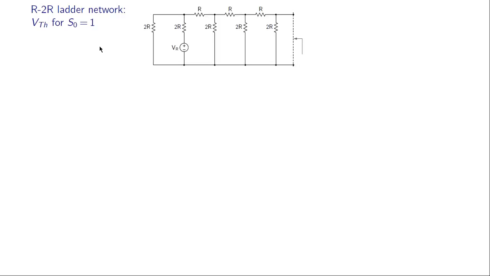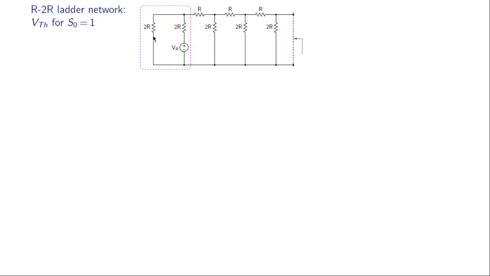Next, let us find the Thevenin voltage corresponding to one specific bit equal to 1 with all others 0. If S0 is 1, then this voltage source is VR, and the voltage sources that we had over here are all 0. So that means there is a short circuit here. Okay, and now what we want to do is to find VTH as seen from this port. First, we can replace this part with its Thevenin equivalent. What is the Thevenin resistance? As seen from here, it is just 2R parallel to R, that is R.